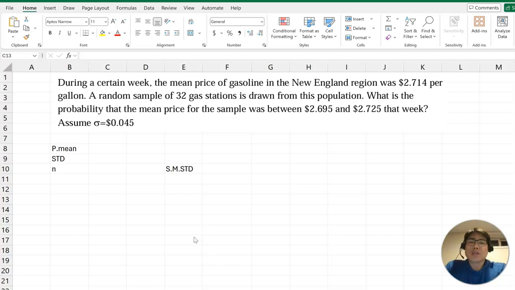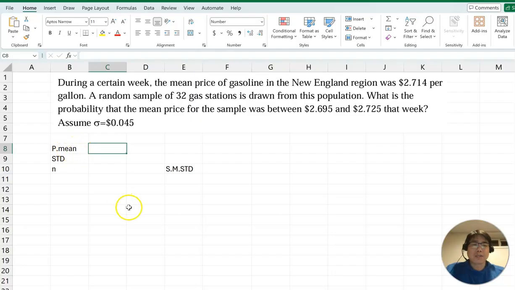During a certain week, the mean price of gasoline in the New England region was 2.74 per gallon. A random sample of 32 gas stations is drawn from the population. What is the probability that the mean price for the sample was between 2.695 and 2.75 that week? Assume the given population standard deviation equals 0.045. Before solving this problem, I'm going to organize all the known data values.